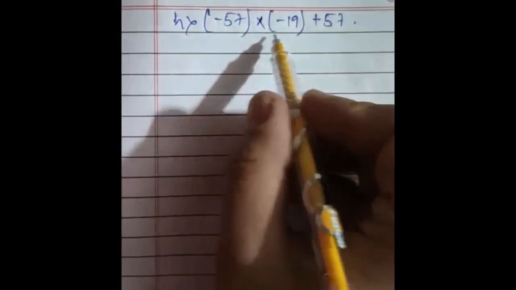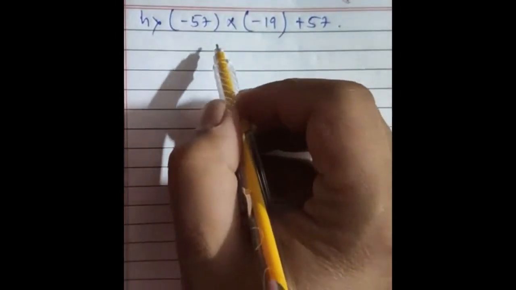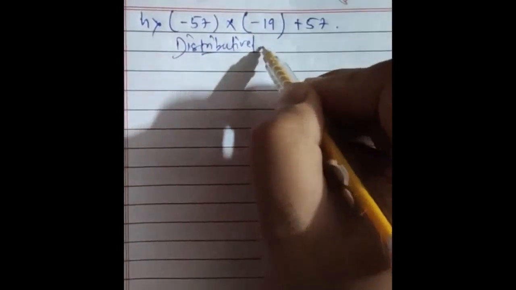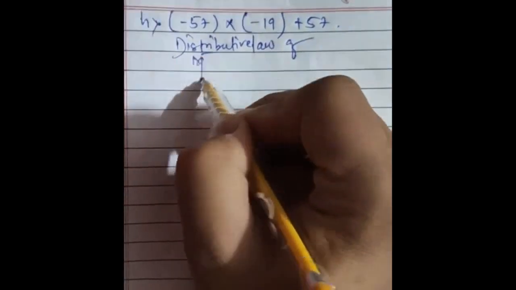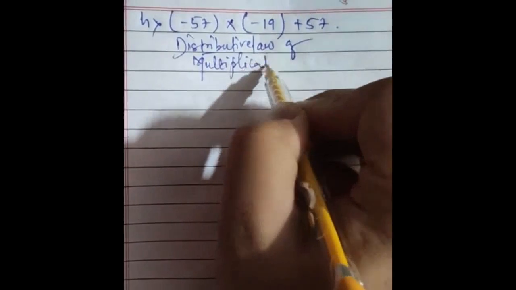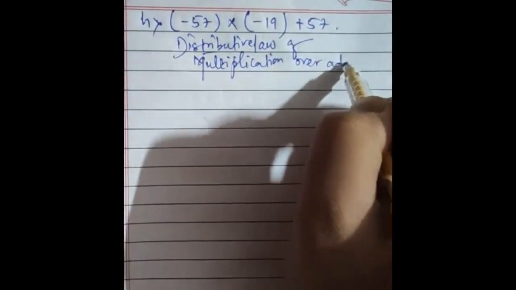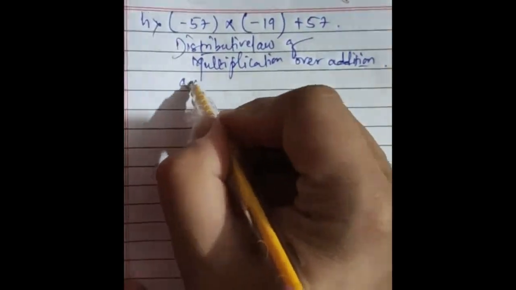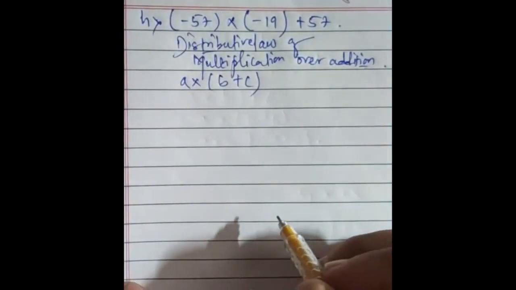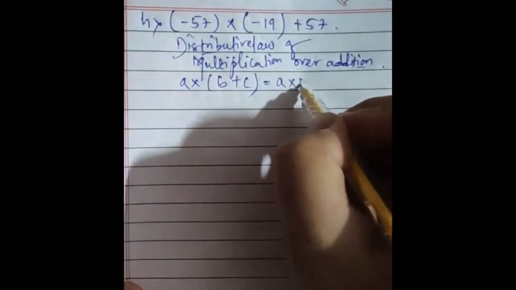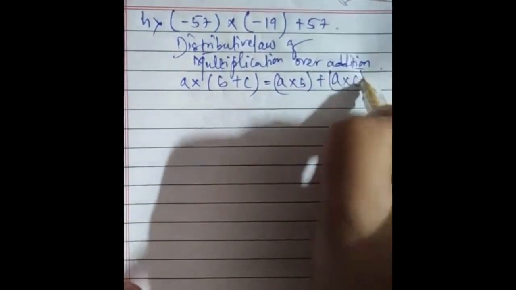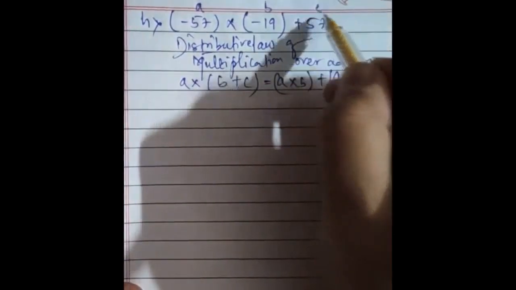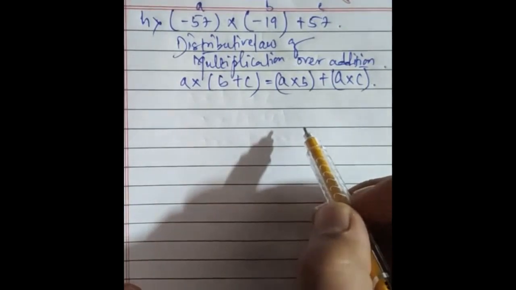Okay, let us solve the number H question. So your number H is this. So we will use the distributive law of multiplication over addition. We will use this property to solve, but we know that this is our formula, a into (b plus c). When you expand this, you'll write a into b plus a into c. We could have considered this as a, this as b, and this as c, right?